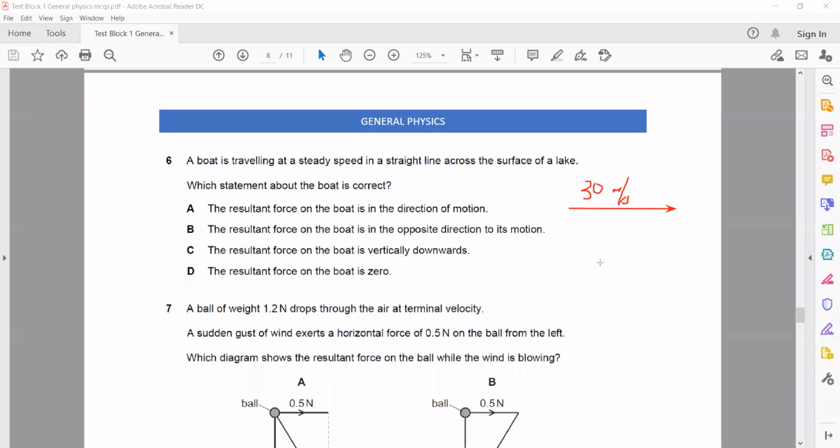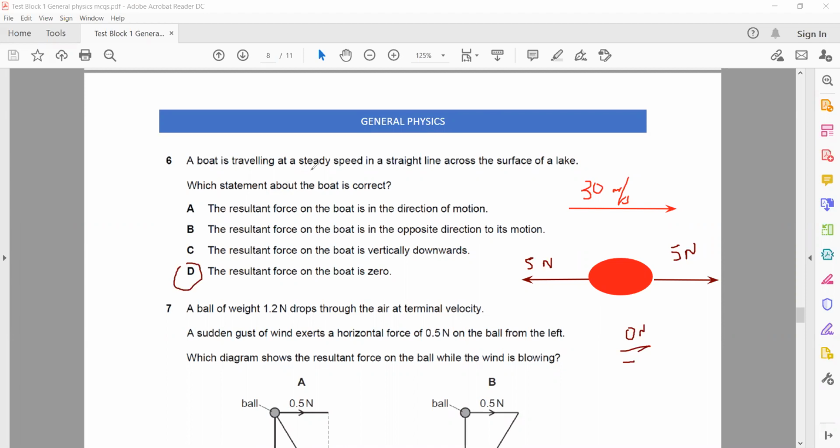The force which is driving the boat and the force which is resisting the motion should be balanced with each other so that it will continue to move with a constant speed. Otherwise, if there was a resultant force, like if 5 Newton is towards the right, there should be 5 Newton towards the left. So the resultant force should be 0. It will not change its speed. So option D is the right answer here.